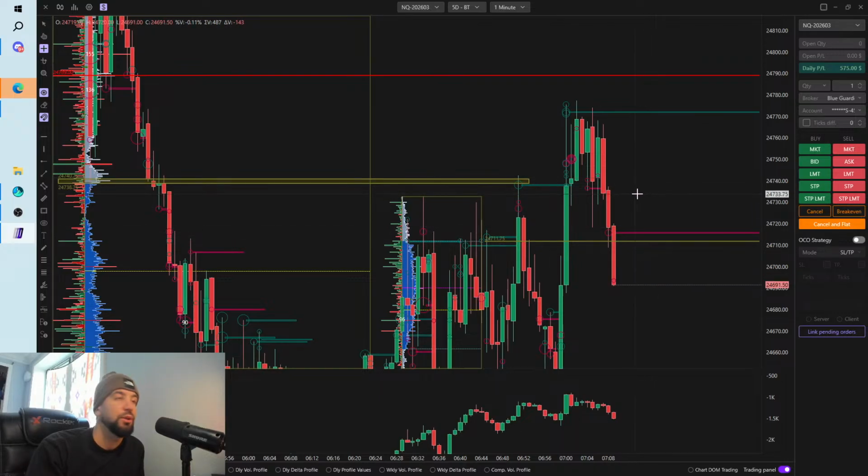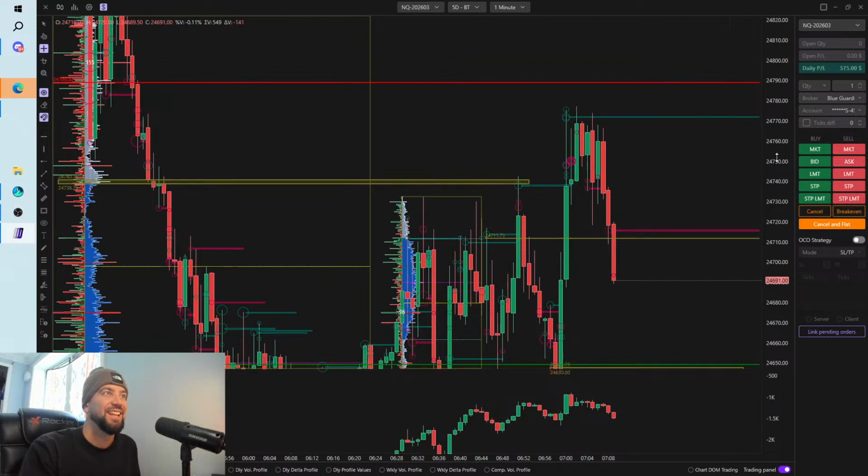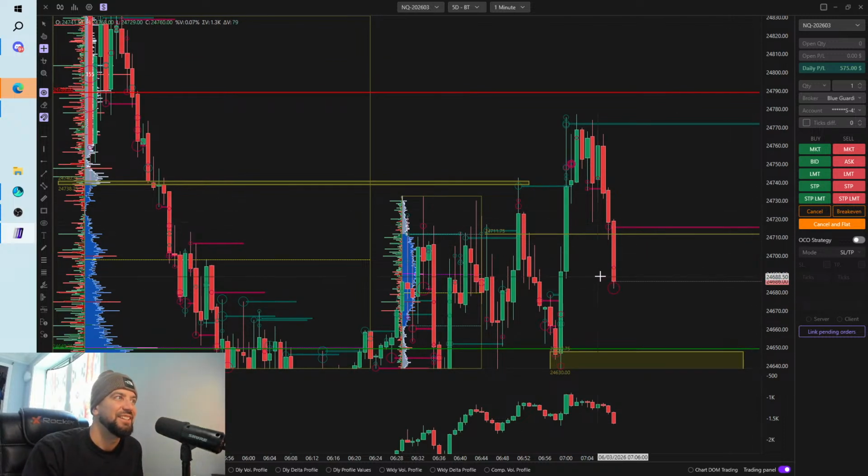Well, that was the right short, but it's the point of control, so this is as low as you want it to go. If this area right here gets eaten, then back up we go. We could see absorption in this area.